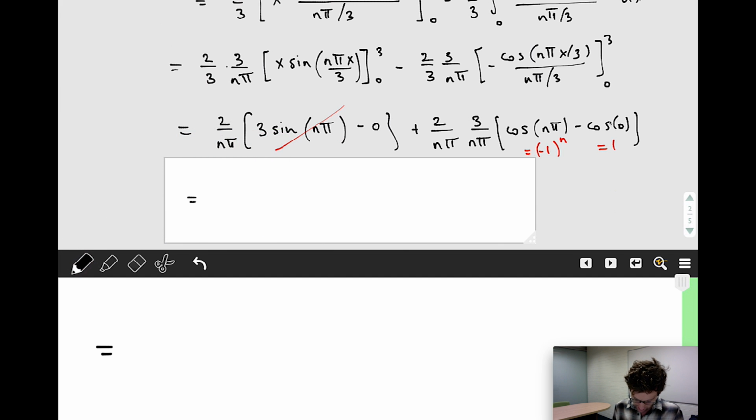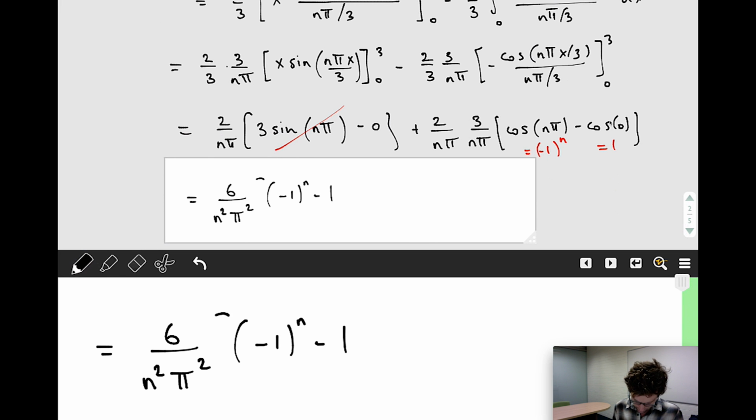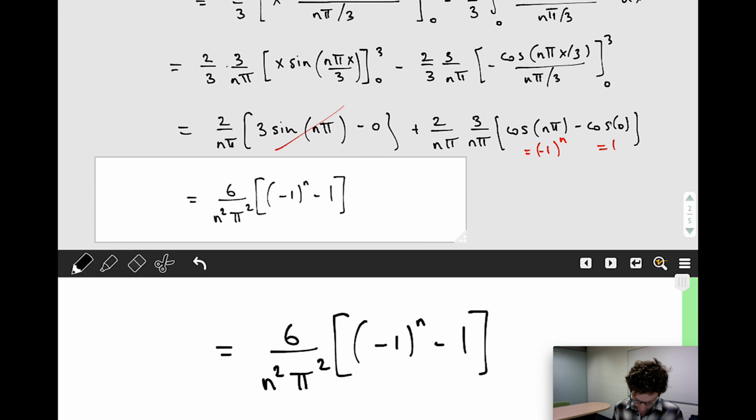So that's going to give us 6 over n squared pi squared times minus 1 to the power of n minus 1. And that's our an. Now, as we've seen in previous examples, when we end up with a situation like this, where there are certain values of n where I'm going to get 0 because there's a cancellation between these two factors, I should really look separately at the case of n equal to an odd number and n equal to an even number.